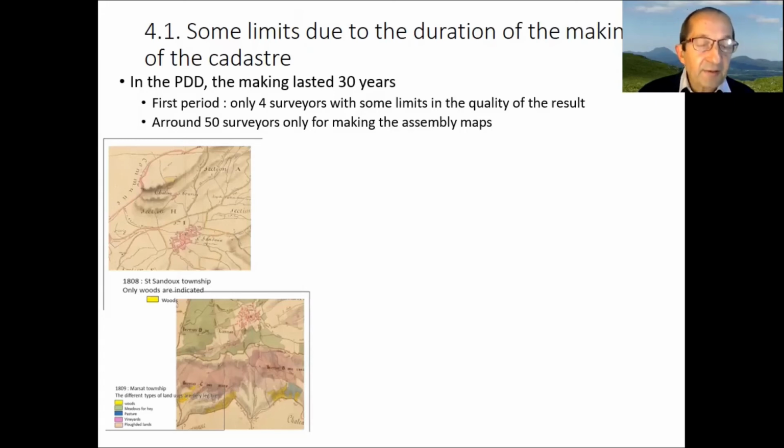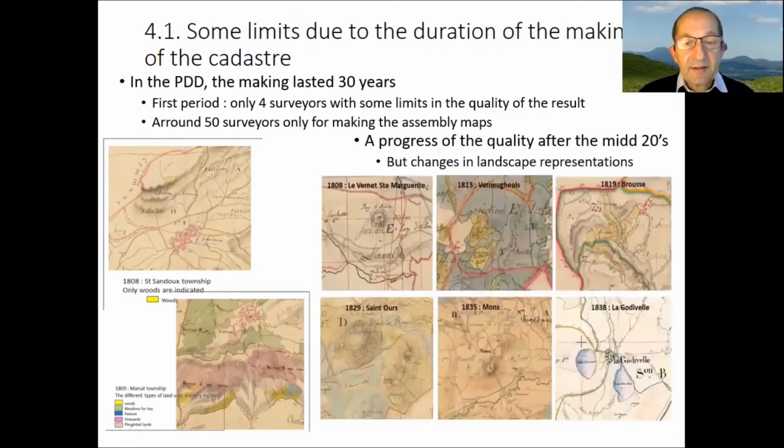The first one, there is only forest represented. The second one, you still have land cover, and the quality of the map is better with this surveyor than this one. And also during this process, the quality has changed, but also the landscape representation. Here you see small lines. Here it's shadow. It's another type of shadow. Here it's another type of lines. Here are lines and shadow. Here you have topographic curves.